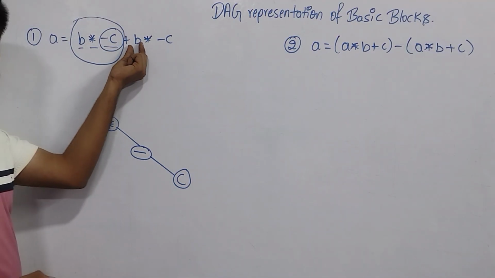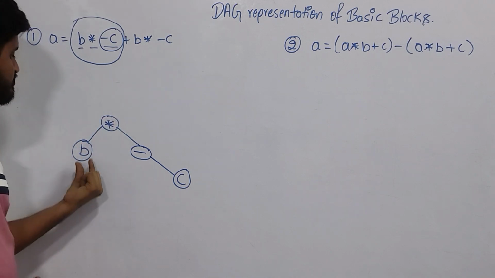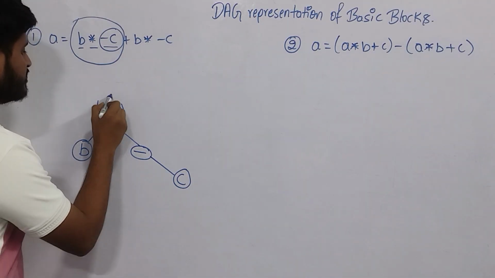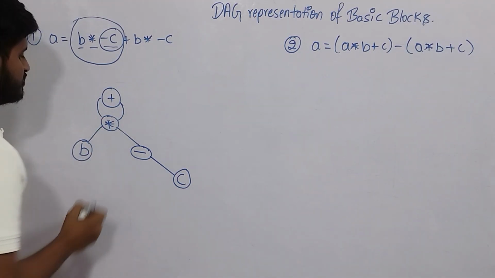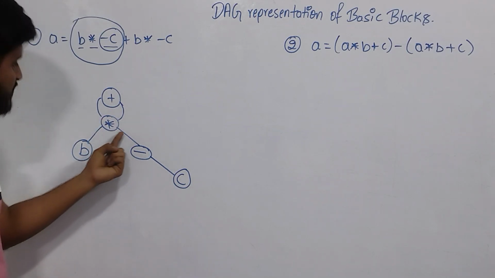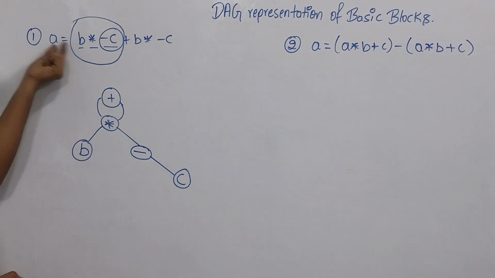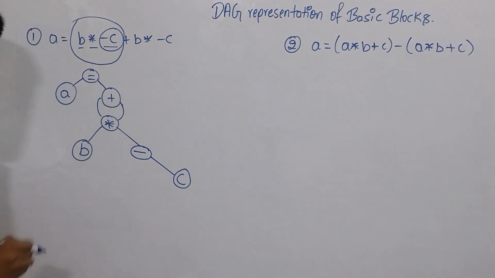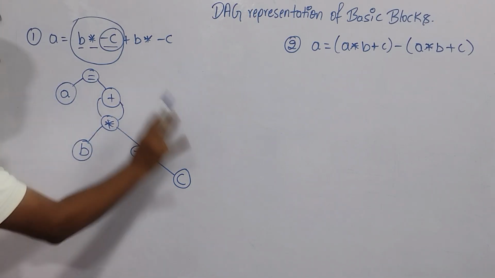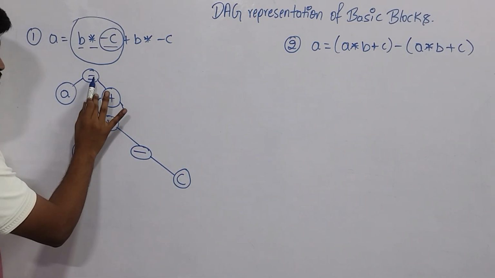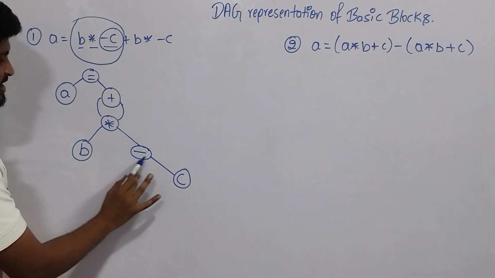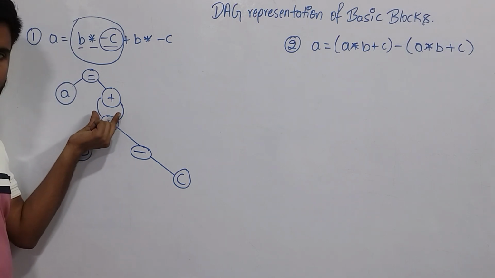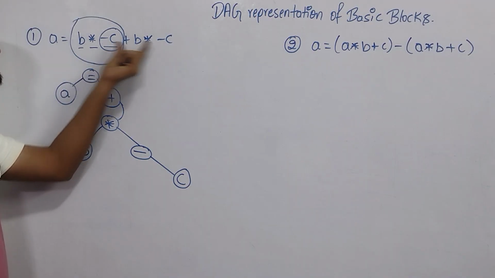Plus you must write. But if you see here, b into minus c, b into minus c, the same is there. So instead of writing it 2 times, I will give the 2 loops here itself. So b into minus c plus b into minus c will be equal to a. You can see the full representation: a is equal to b into minus c plus b into minus c. You give the loop here only because the same thing is coming 2 times.